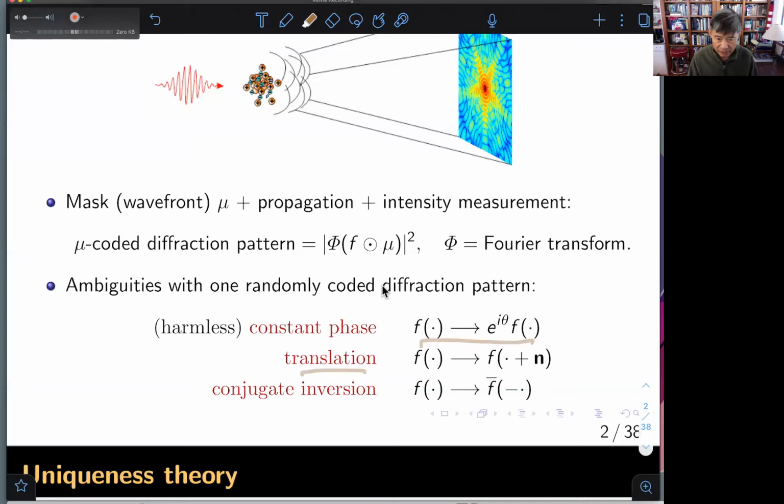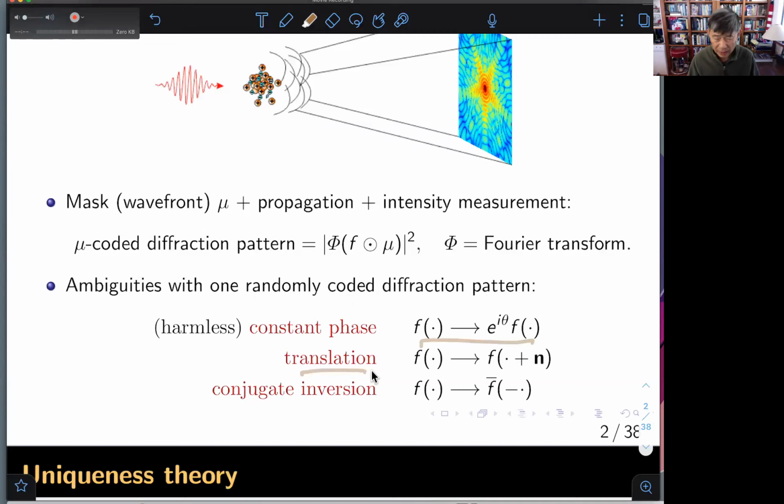Likewise, a conjugate inversion. Inversion refers to the minus sign here, conjugate refers to the complex conjugate. That too can be checked to correspond to the same diffraction pattern. What this really does is take the z-transform of f, which is a complex-valued function, and take the complex conjugate. That's all. Anyway, so with one randomly coded diffraction pattern, you can reduce the ambiguity to three very simple cases.